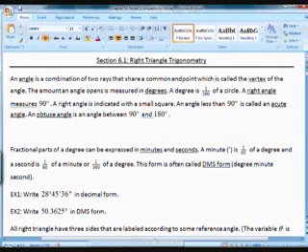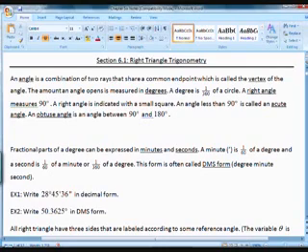Next up, it says the amount an angle opens is measured in degrees. A degree is 1/360th of a circle. So if you want to measure that out, there's 360 total degrees in a circle, so 1/360th of any circle is going to be a degree.